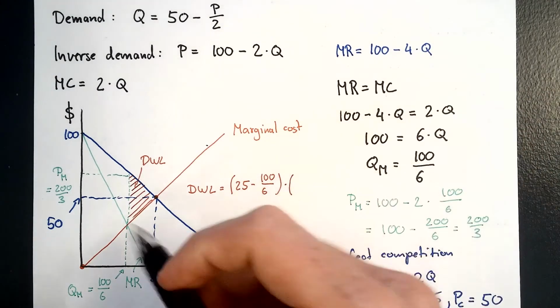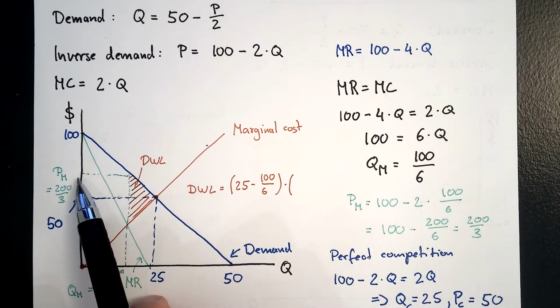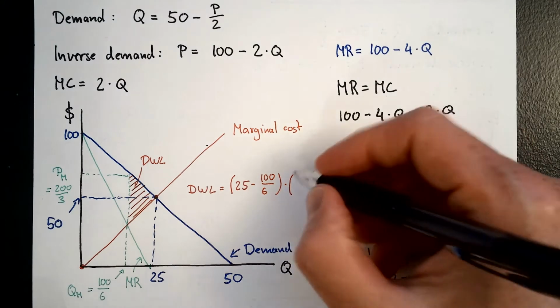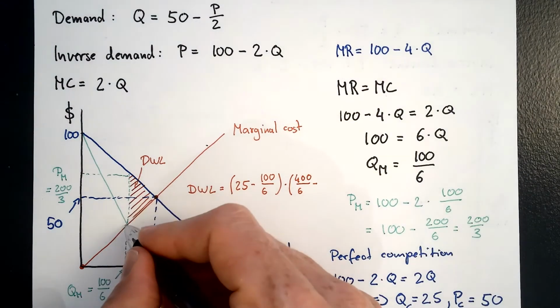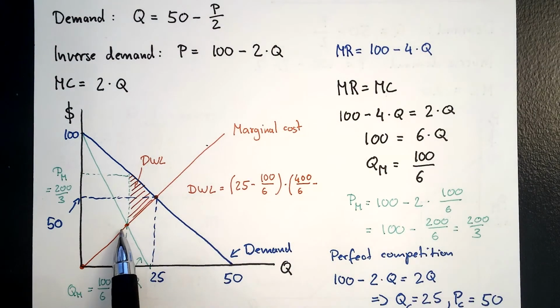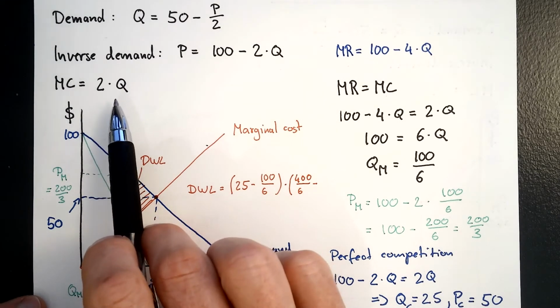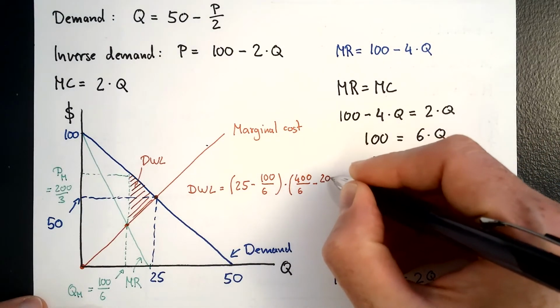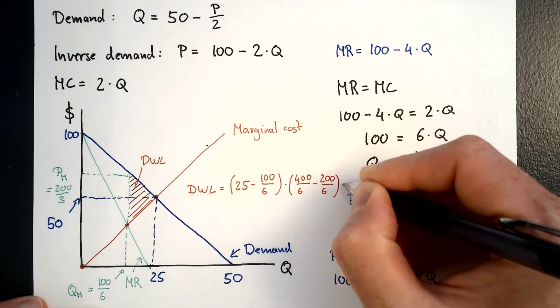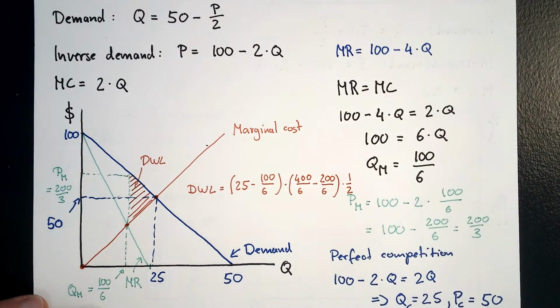Times the height. So here the height, the price, let's write this as 400 over 6. And then you have to calculate the point here, which corresponds to the marginal cost at 100 over 6. If you plug the 100 over 6 into this equation here, you find that the marginal cost is 200 over 6. So here we have 200 over 6, and you have to multiply that by 1/2. And if you execute this calculation, you find the deadweight loss associated with the monopoly.